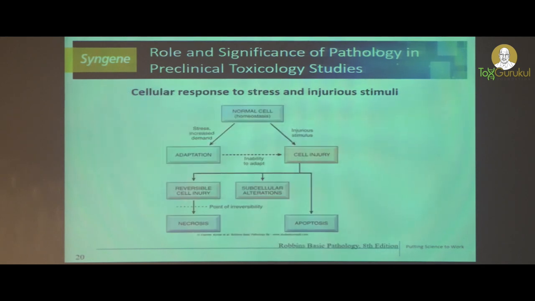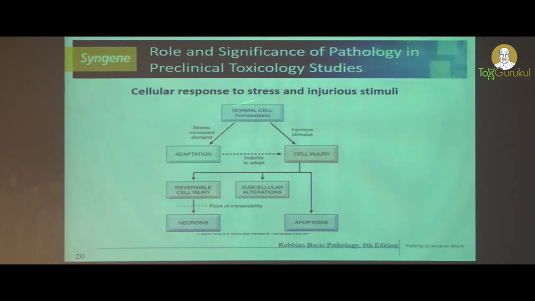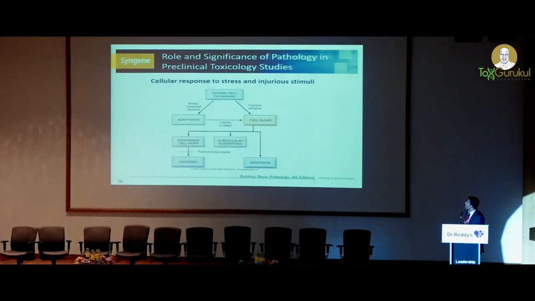So what happens in the cell after exposure to the toxicant or any injurious stimuli? A normal cell is under homeostasis. Homeostasis is the normal stage. When there is an exposure to the toxicant, the cell tries to adapt itself so that it can survive in the new environment by retaining its functional ability. If the adaptation capability is exceeded, then cell injury occurs. Otherwise, sometimes the toxicant directly causes the cell injury.